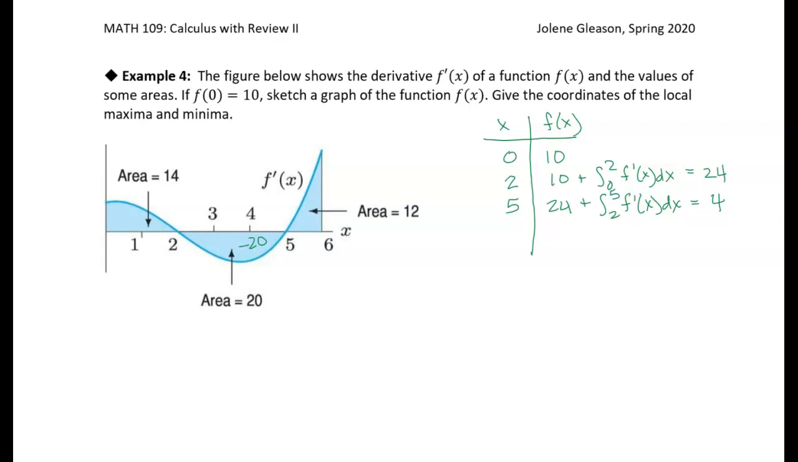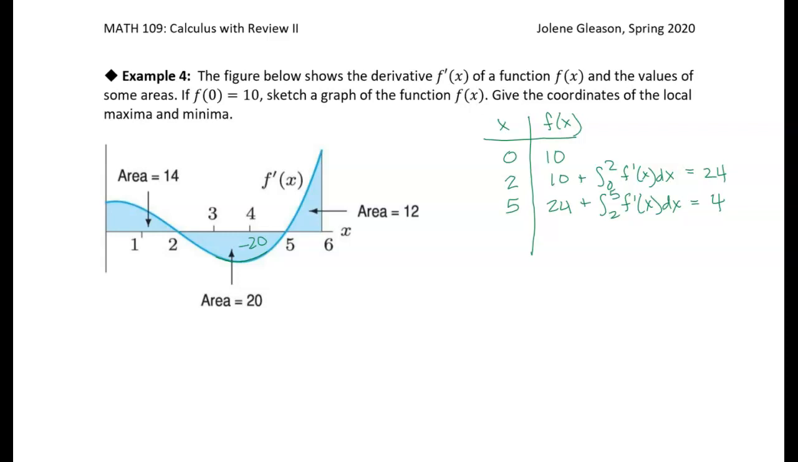And you can see here this graph is below the x-axis. So f prime is negative, right? The derivative is negative. The slope of the original function is negative, and so it's decreasing during this interval between 2 and 5.